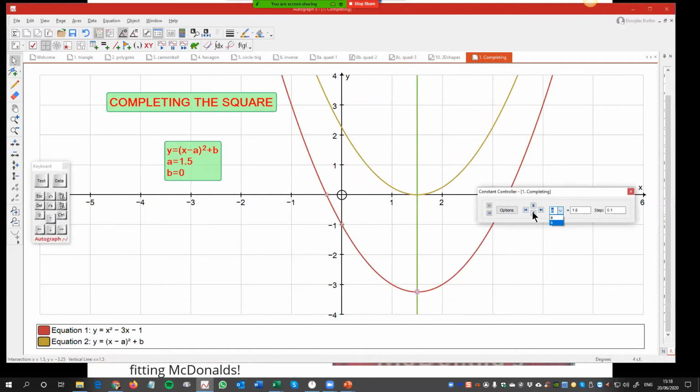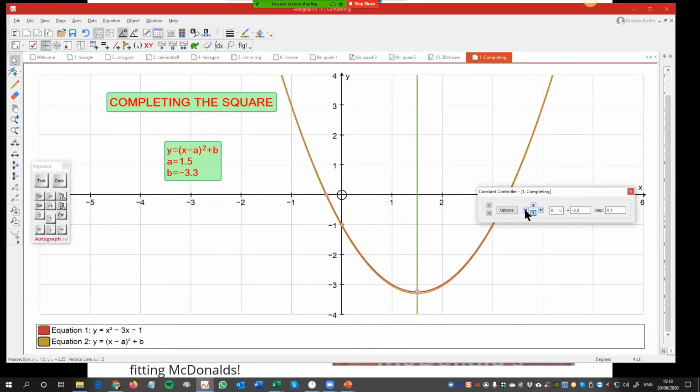But b, let's move it down. The whole thing shifts down. The good thing about this form, I mean, we could think of this as y minus b equals x minus a squared. Then it's quite clear that x and y both are being transformed by a and b. So let's move this one down. And I think we're going to just miss it.